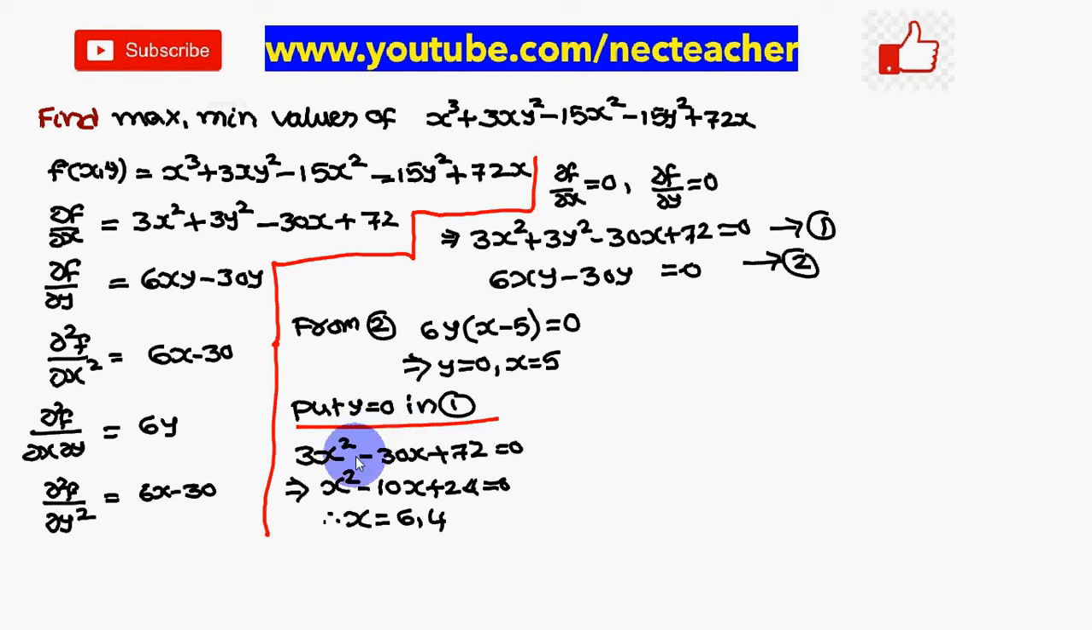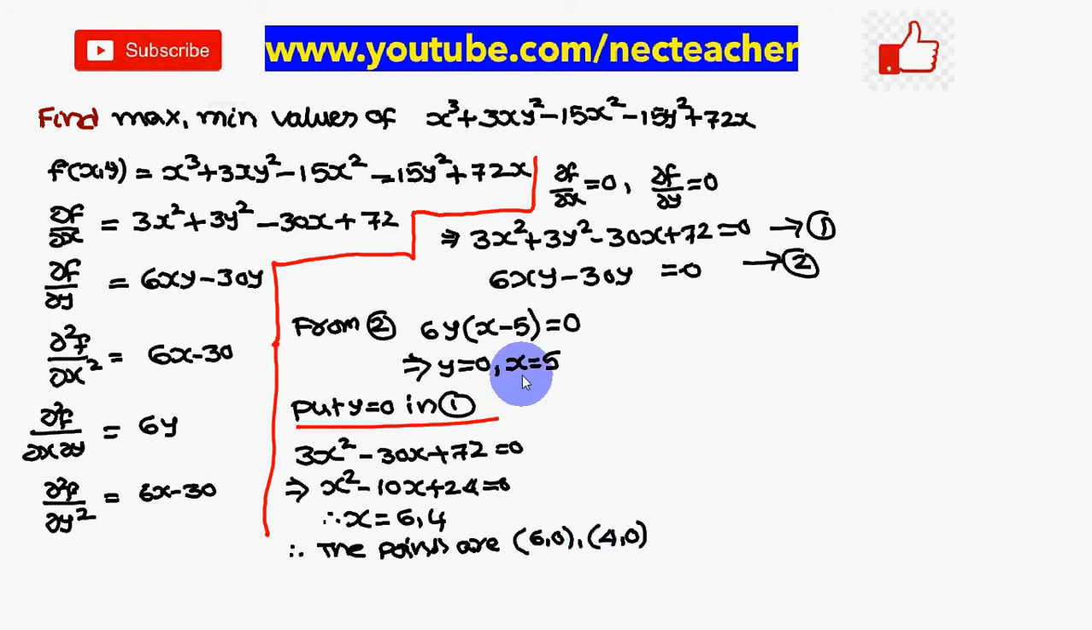What happens? 3y square will vanish. Therefore 3x square minus 30x plus 72 is equal to 0. Throughout divide by 3, you will get x square minus 10x plus 24. Then the x values are 6 comma 4. The points you are going to get are 4 comma 0 and 6 comma 0.